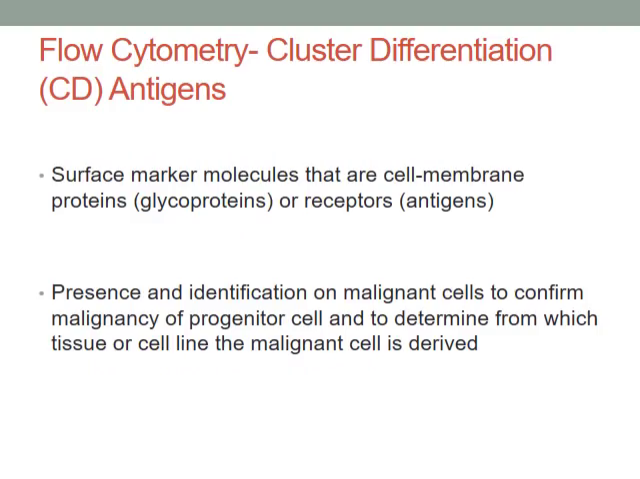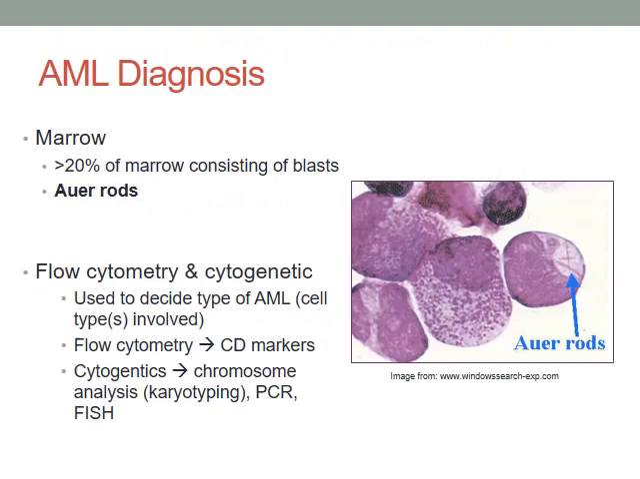Flow cytometry is actually looking at cluster differentiation, or CD antigens, which are antigens that are on the surface of cells. These are actually glycoproteins. These are important because these markers will help the provider identify the cell line and what stage the patient's disease is at. This will help them figure out what type of cell is causing the blasts. Again, the main diagnostic criterion for AML is that greater than 20% of the marrow is dominated by blasts.